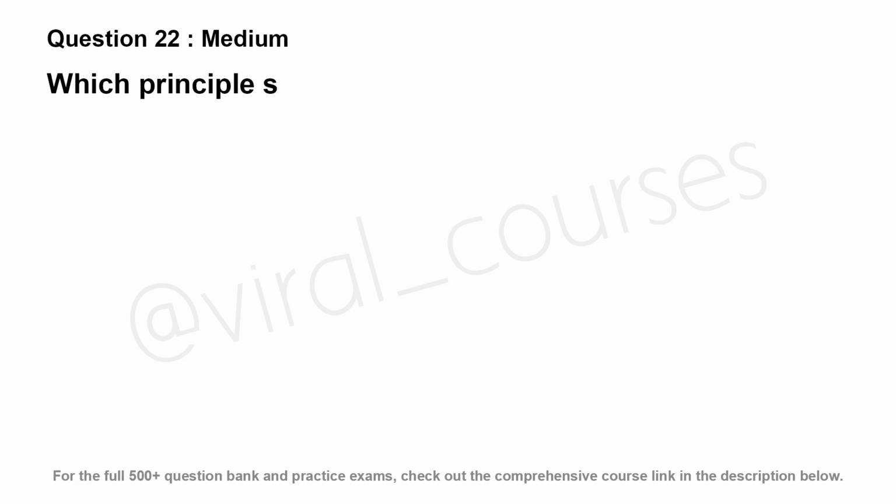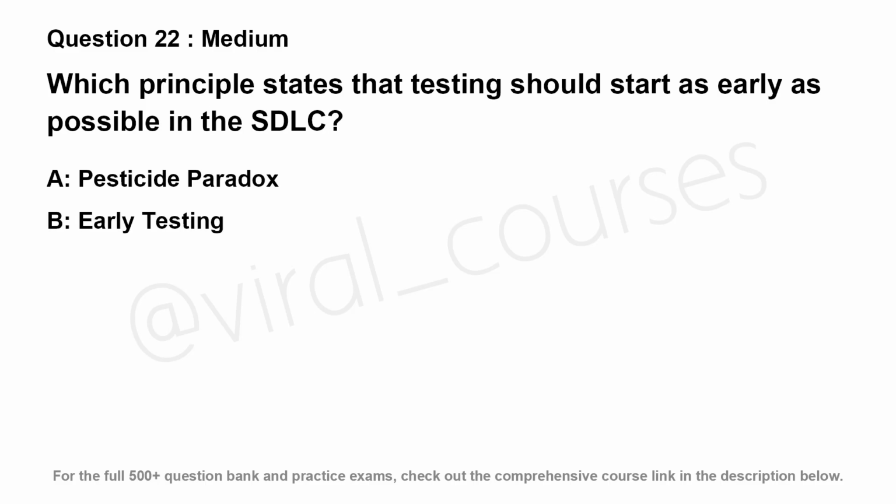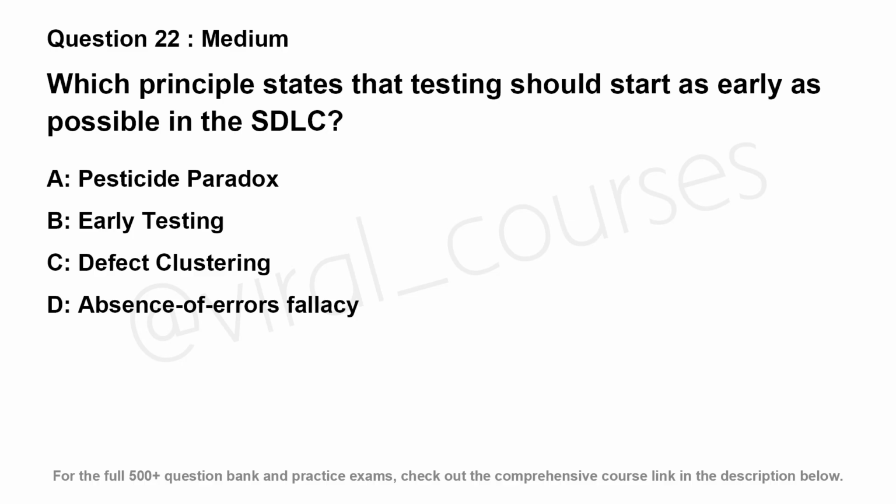Which principle states that testing should start as early as possible in the SDLC? Option A, pesticide paradox. Option B, early testing. Option C, defect clustering. Option D, absence of errors fallacy.